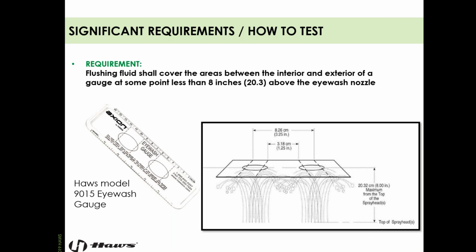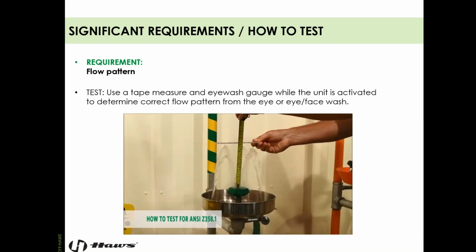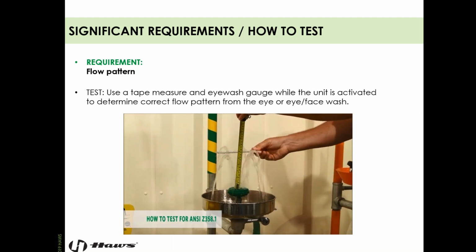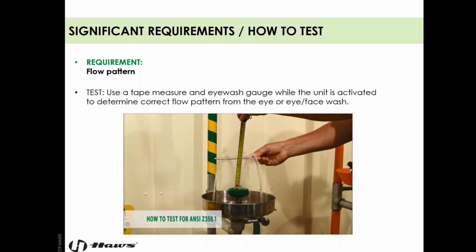But for the flushing fluid coming out of the equipment, whether it's an eye wash or an eye face wash, the eye wash streams have to meet the areas between the interior and exterior of the gauge at some point less than 8 inches. And I'll show you how that's done. So this is the eye wash gauge. My buddy here is measuring to 8 inches above the eye wash or eye face wash nozzle. He's slowly lowering that gauge to meet the water, testing that the eye wash streams specifically are meeting those eye circles on the gauge. And that can happen at any point under 8 inches.